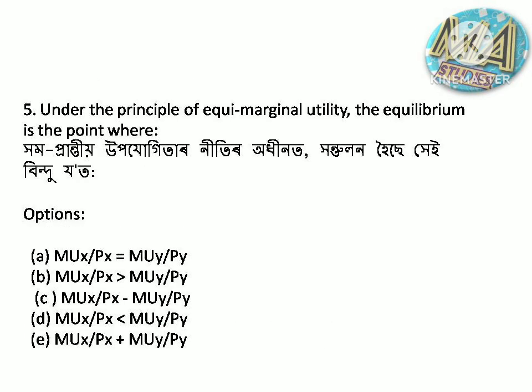5. Under the principle of equimarginal utility, the equilibrium is the point where. Options: A. MUx/Px equals MUy/Py, B. MUx/Px greater than MUy/Py, C. MUx/Px times MUy/Py, D. MUx/Px less than MUy/Py, E. MUx/Px plus MUy/Py.